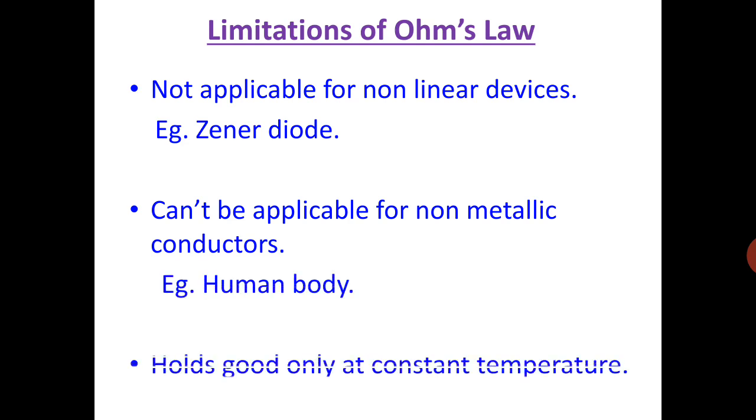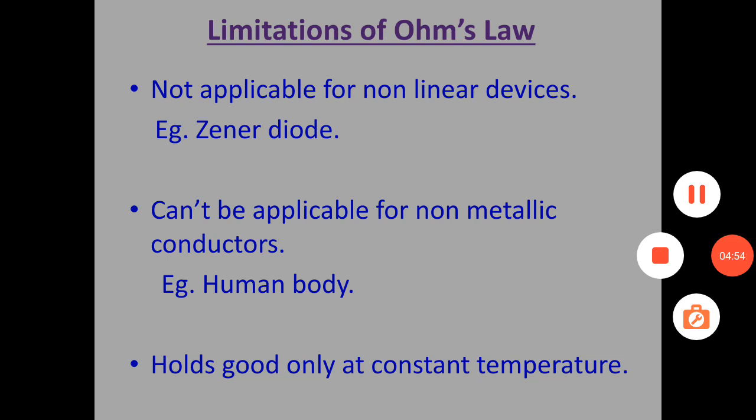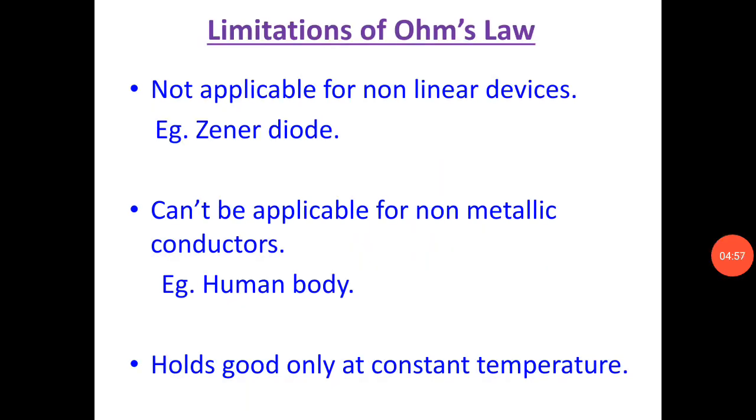What are the limitations of Ohm's law? It is not applicable for nonlinear devices. The best example is a diode. It cannot be applicable for all non-metallic conductors, for example the human body. Next, it holds good only at constant temperature; it may not remain the same when the temperature changes. So there are three different limitations. One, it is not applicable for nonlinear devices. Second, it is not applicable for non-metallic conductors. Next, it holds good only for constant temperature.